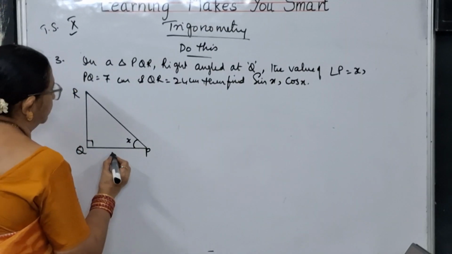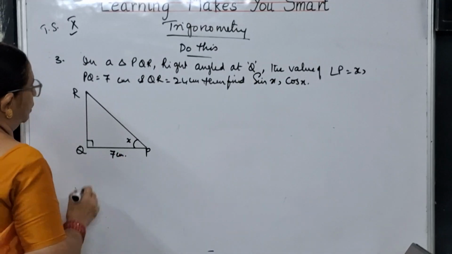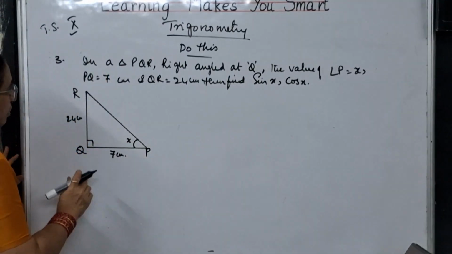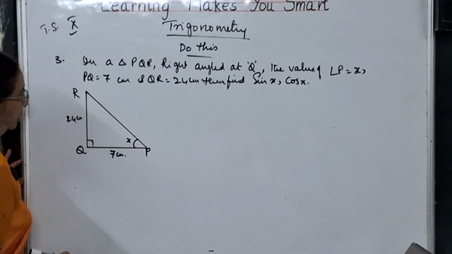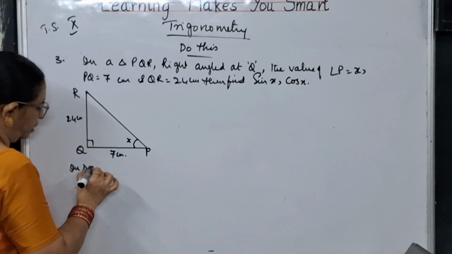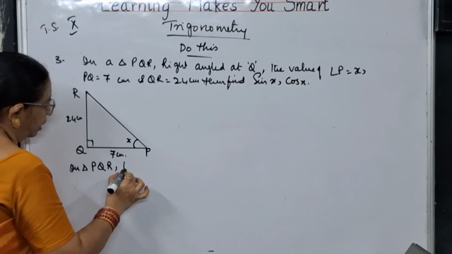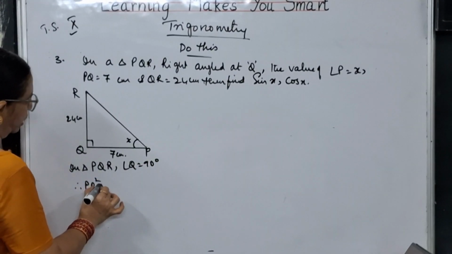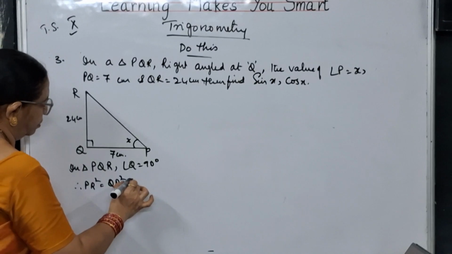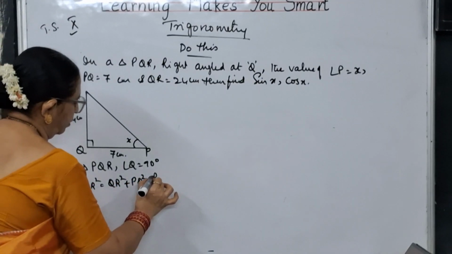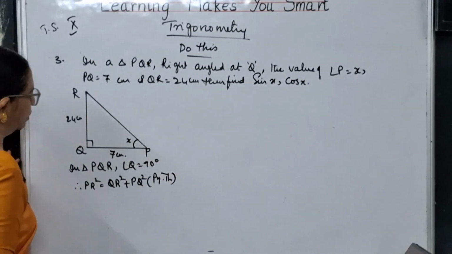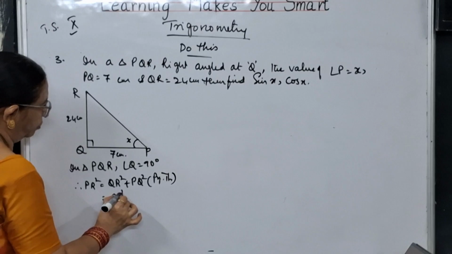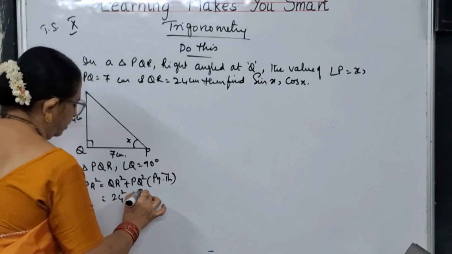And PQ is 7 centimeters. QR is 24 centimeters. So we don't know this, so let us find out that. That is hypotenuse, they have not given. So in triangle PQR, angle Q is 90 degrees. Therefore, PR square is equal to QR square plus PQ square based on Pythagorean theorem. That means we need PR square only. So QR square is 24 square plus PQ square is 7 square.